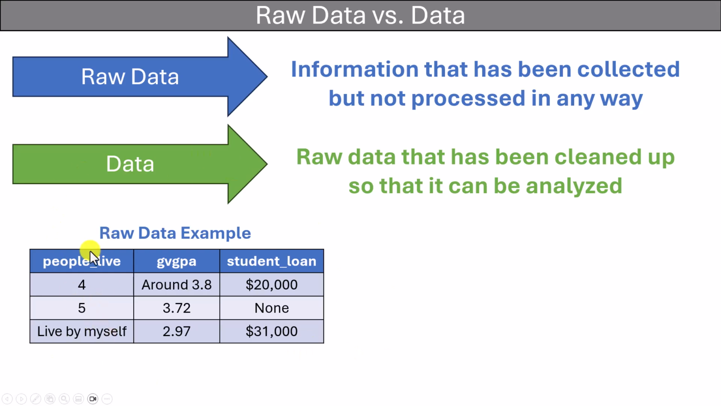And one of the variables that they were asked about was how many people they live with. You can see a couple of different answers that were given here. Maybe one person said they were living with 4 other people. Another person said 5. But then we have this person here who said that they live by themselves.